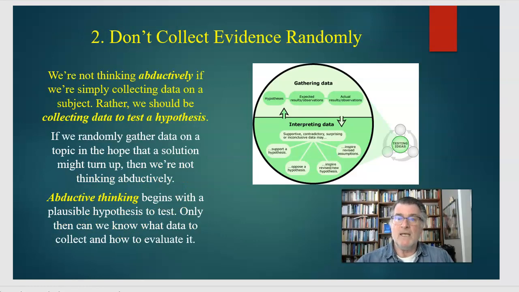Now, the second one is when you collect evidence, when you're looking for clues, you're not doing it randomly. You're not simply looking at absolutely everything as equally valid, in other words, equally important. So here's what's going on. We're not thinking abductively or reasonably if we're simply collecting data on the subject and literally collecting everything that's there. If we are doing that, not only are we going to be wasting our time, but we're going to be going through an awful lot of things that literally yield nothing.